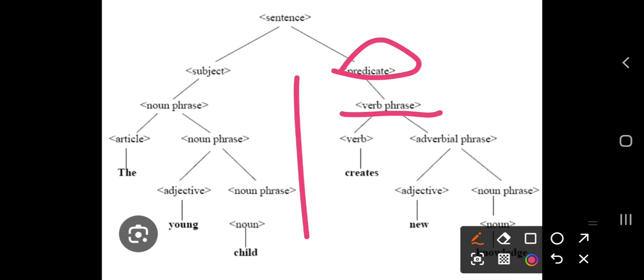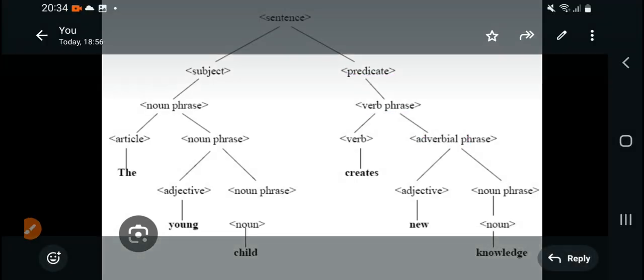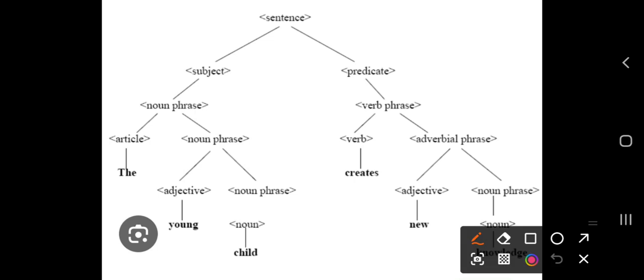In the verb phrase, the verb is creates, and then that is not adverbial phrase, that is adjective phrase, because new knowledge: knowledge is a noun. So that is why I have added this example, that this is the way. But then what I taught you, I am going to make another diagram of this sentence, repeating it, and I think you will be able to understand.